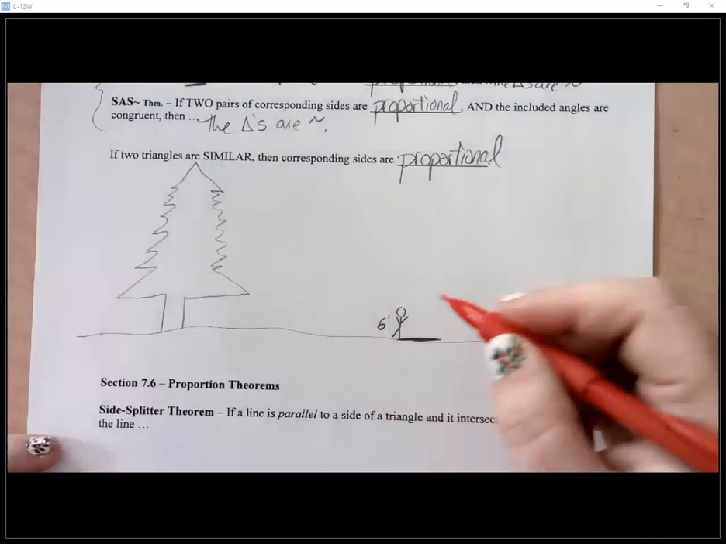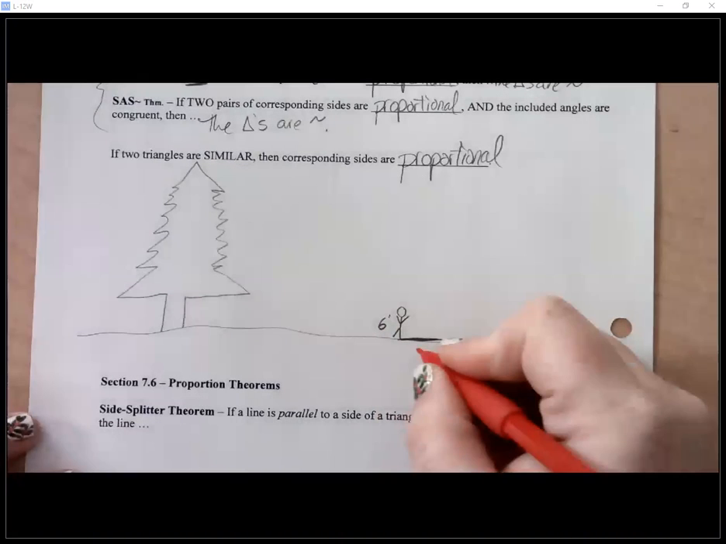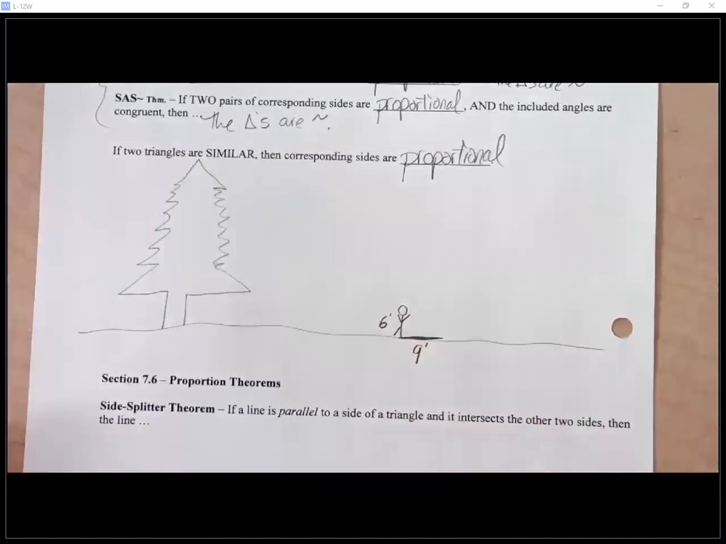You can easily have someone measure your shadow, right? If you're standing there, they can measure the length of your shadow. How long do you want the shadow to be? Could be anything. 9? Okay. Let's say your shadow is 9 feet long. Couldn't you, at the same time of day, measure the length of the tree shadow on the ground?